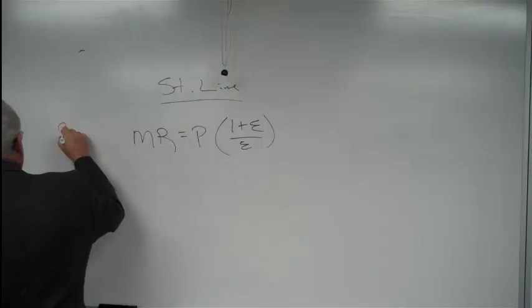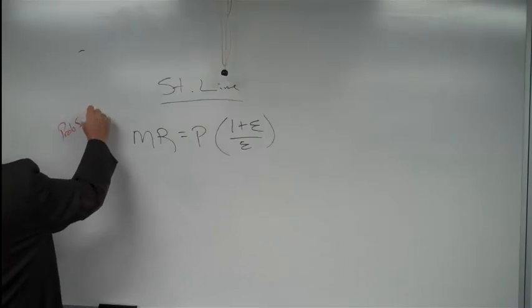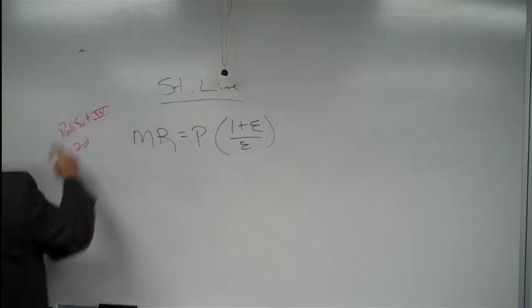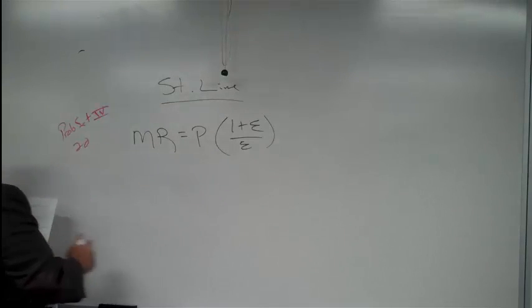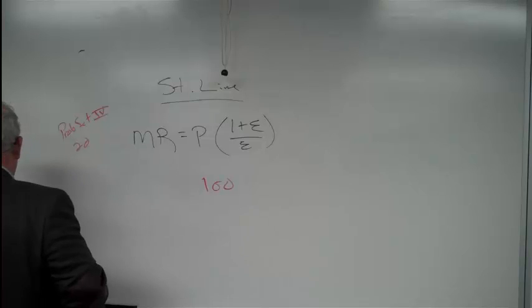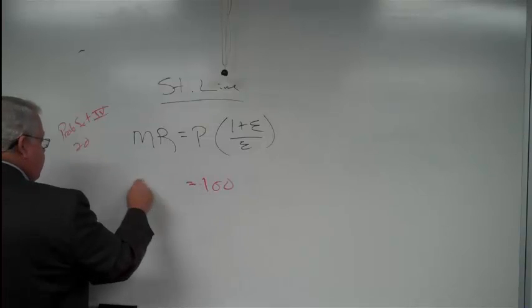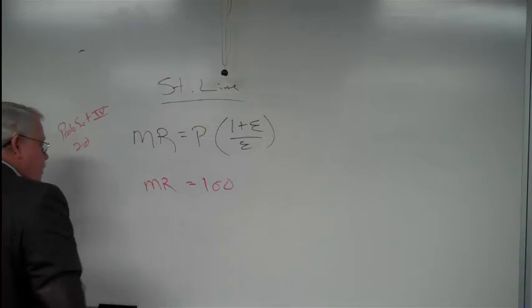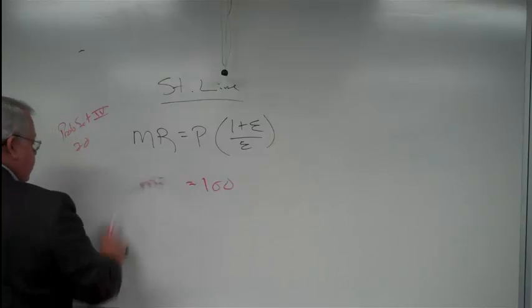Problem set 4. Number 20. Price is 100. And marginal revenue is 50. Hello. Pay attention.